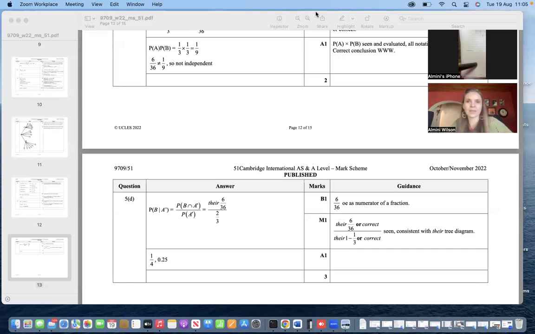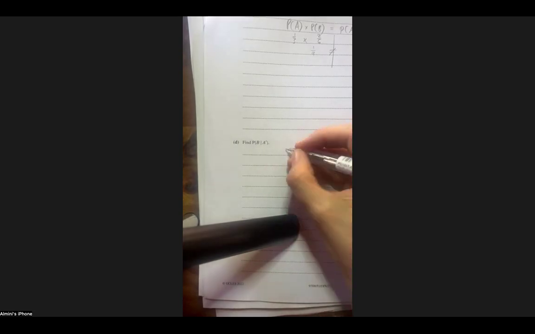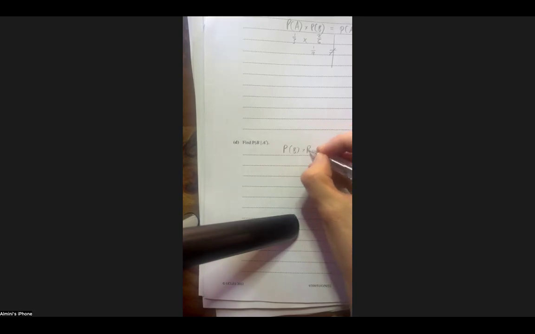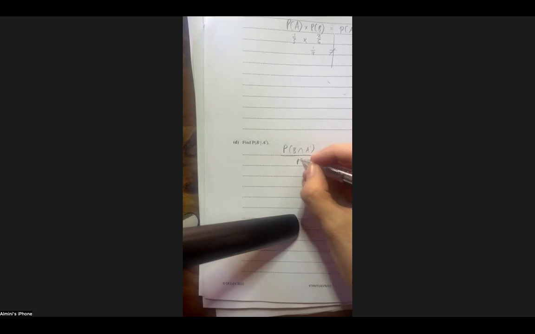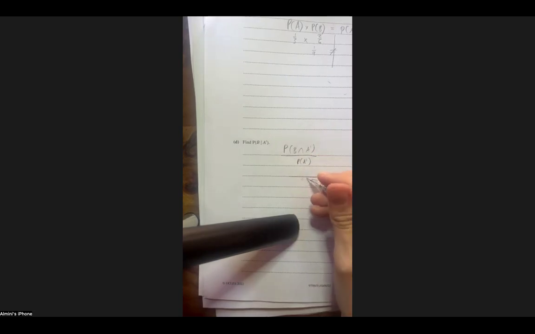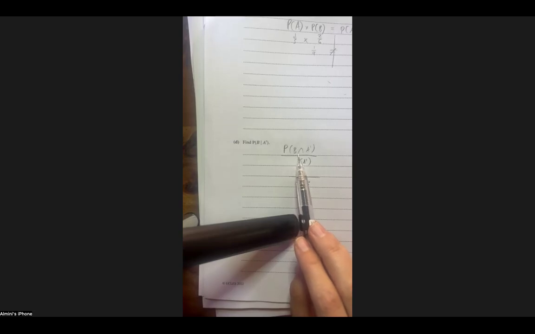Probability of B given not A. So you probably already saw the formula now. Probability of B given not A. So the formula is probability of B and not A over probability of not A. So I think the easiest one here is to get not A because we did previously get A. So not A is 2 over 3. And now we just need to go and find probability of B and not A.